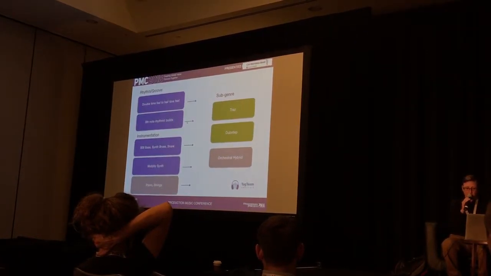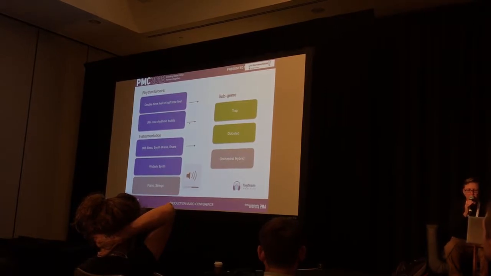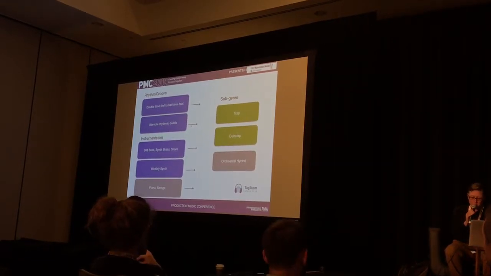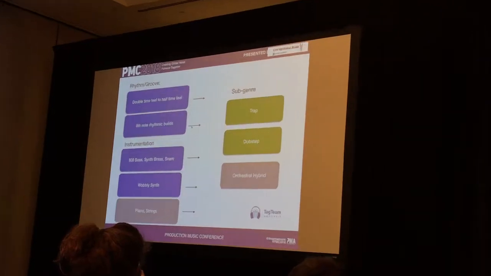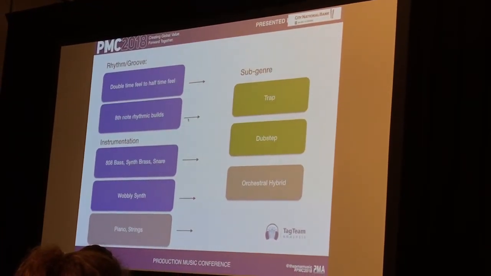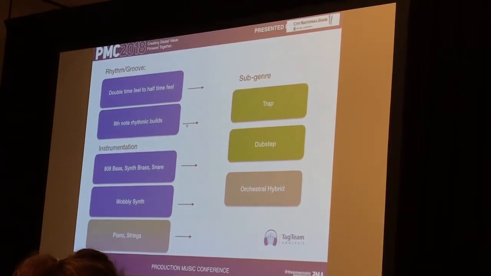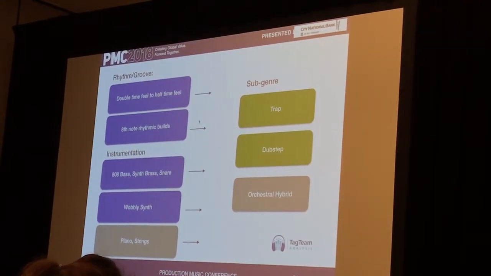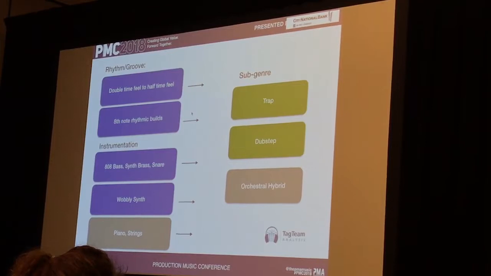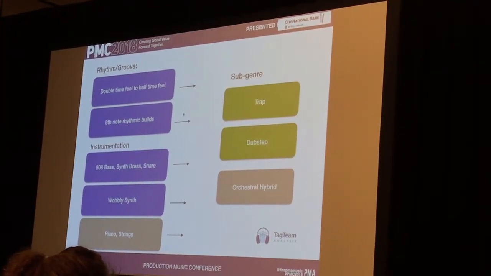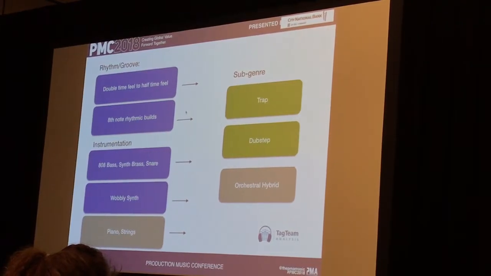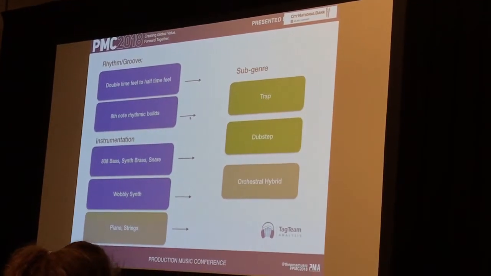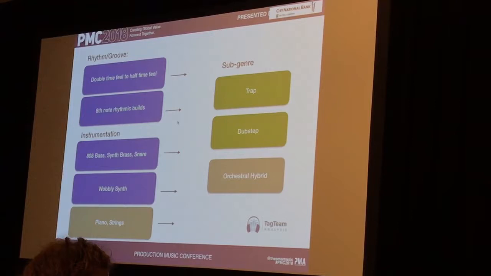So here's a little bit more about the rhythm. You have 8th note rhythmic builds. You go from double time, and it goes into a halftime feel. And in your instrumentation, you have 808 bass, synth, brass, and snare hits, which are all indicative of trap music. So I would definitely have trap as a subgenre. And then as the song further progresses, equally weighted is another style that comes up, and it's very energetic. It's got a little bit different texture. It's got the wobbly synth. So most of you guys know it's dubstep, so it's really important that you add that as a subgenre as well.